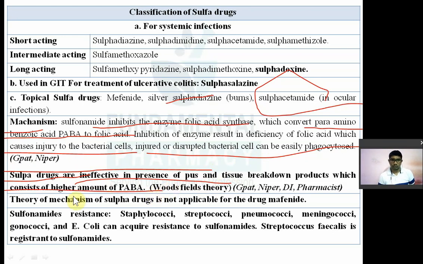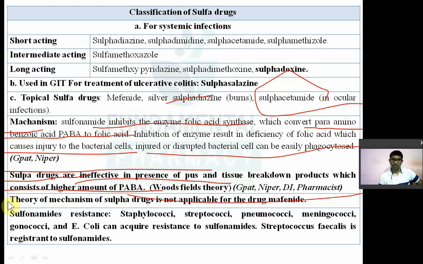So sulfonamides are ineffective in case of pus or tissue breakdown products, because they consist of a large amount of PABA, para-aminobenzoic acid, and I have told you in the very first slide that sulfonamides have a similar structure to PABA. जिसका अमाउंट ज्यादा रहेगा वो काम करेगा, ठीक है. They have structural similarity, that's why they are known as anti-metabolites. So it is also known as the Woods-Fildes theory. Sulfonamides are ineffective in case of Woods-Fildes theory.